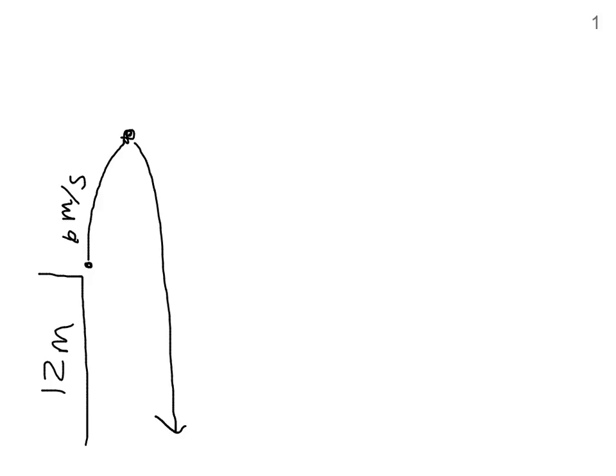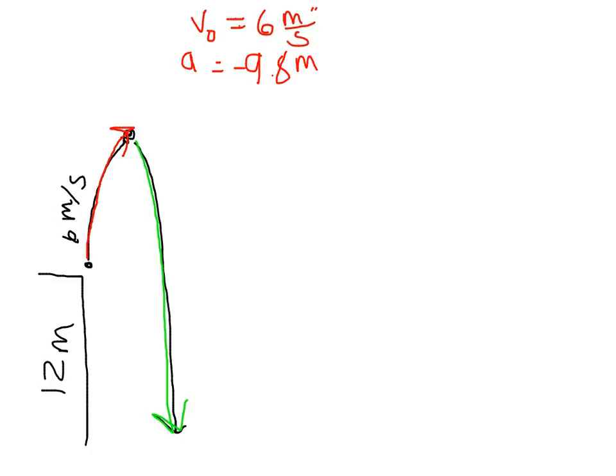I'm going to talk about things that exist from this thing on its way up to the top, and then I'm going to talk about things that exist all the way down to the bottom. So, here we go. On the way up, I know that V naught is 6 meters per second. I know that A is downwards at 9.8, so this is negative 9.8 meters per second squared. Since it's reaching its maximum height at the top, I know V up there is 0.